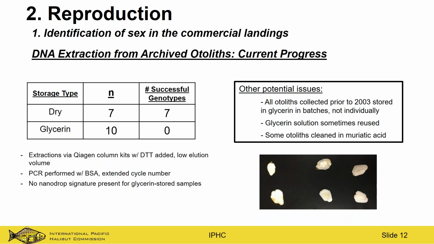There are a few complications along the way. For instance, Joan has indicated that, in past years, some otoliths were cleaned in muriatic acid. There's no indication of which ones those are. So there's certainly going to be some where there simply won't be any DNA left to be taken. But again, I think we've got a good shot at getting the other ones.